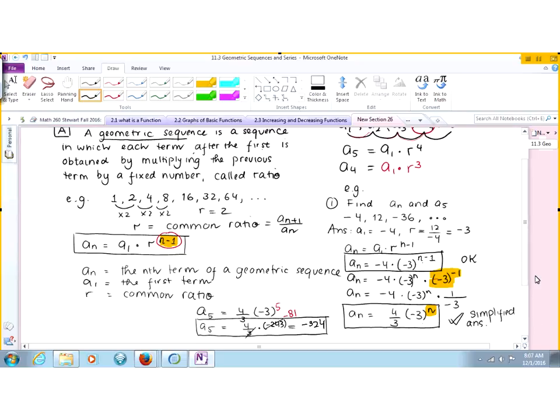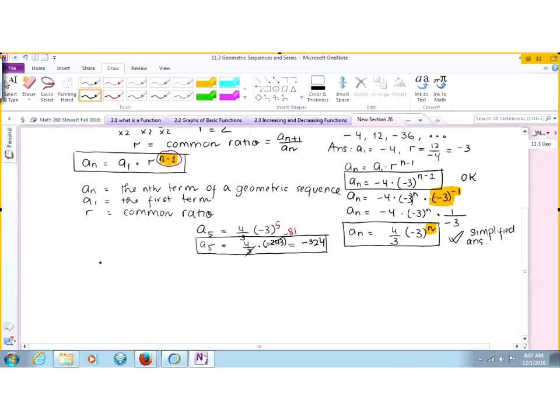Okay, good. Let's see. Number 2. So maybe I'll just do this so you can still see it. Yes. Number 2. What about if we have, find A1 and R? Okay. So given A3 is equal to 5 and A8 is equal to 1/625. All right.